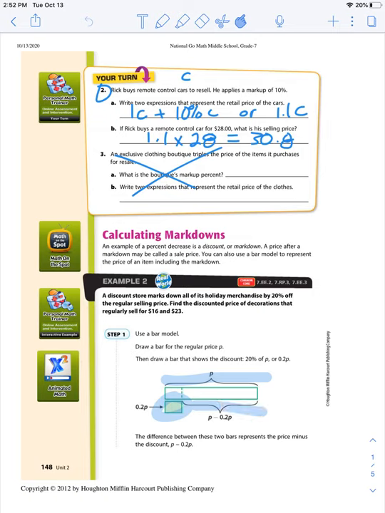So let's read the example. A discount store marks down all of its holiday merchandise by 20% off the regular selling price. Find the discounted price of decorations that regularly sell for $16 and $23. Before we plug in $16 and $23, let's figure out an equation that helps us find the discount price. So we know it starts at P, price, and it's discounted by 20% or 0.2. So we're going to do P minus 0.2P. Remember, P can be represented with 1P, so 1P minus 0.2P. Combine like terms, that's going to be 0.8P.